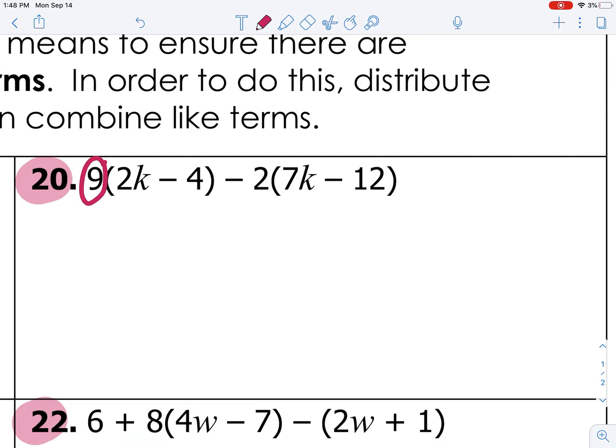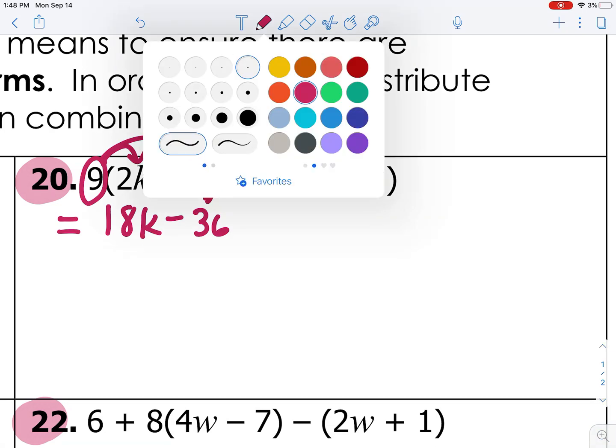For this problem, we have to do 2 distributions. The first number we distribute is the 9. I take the 9 inside the parentheses until the parentheses stops. So 9 times 2k is 18k. 9 times negative 4 is negative 36.